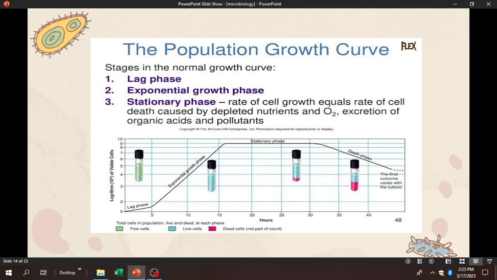Figure 7.15 shows the growth curve in a bacterial culture. It shows the stages in the normal growth curve: the lag phase, exponential growth phase, and stationary phase, where the rate of cell growth equals the rate of cell death caused by depleted nutrients and oxygen, and excretion of organic acids and pollutants.